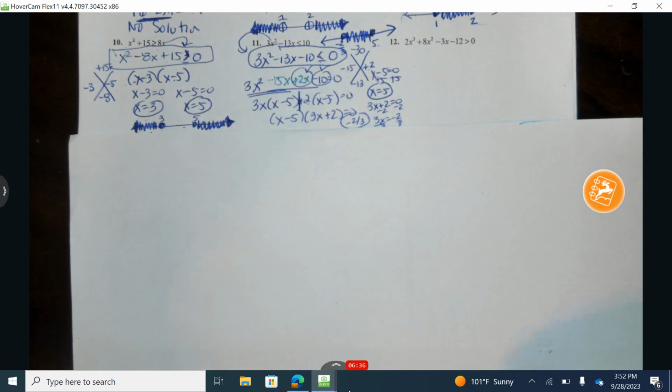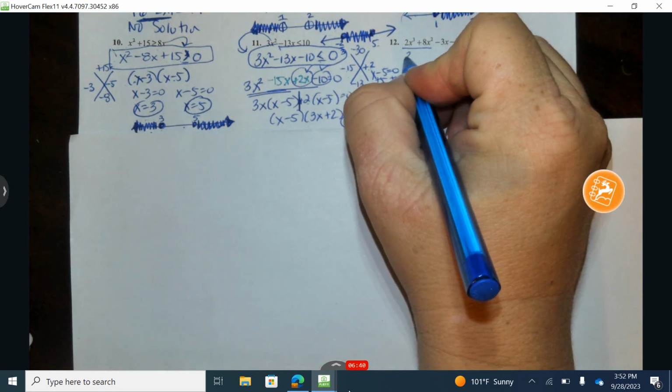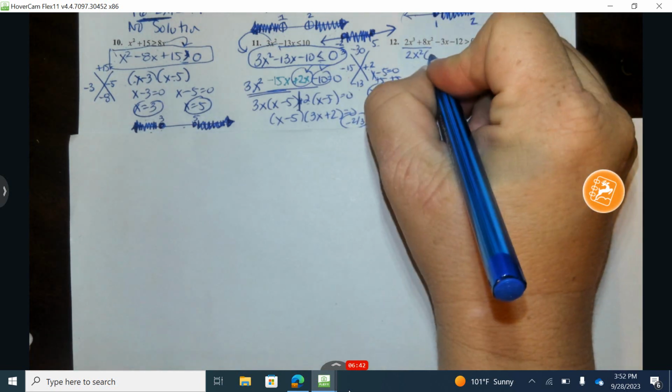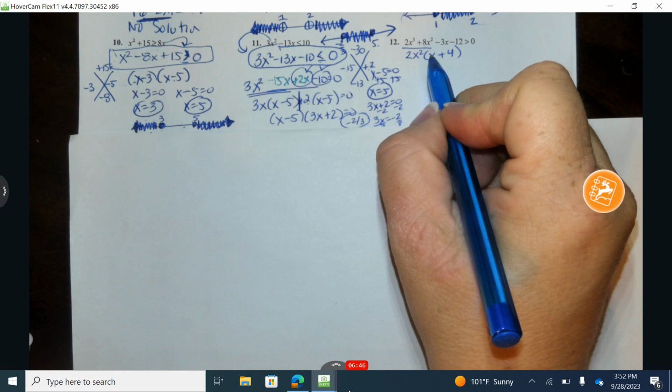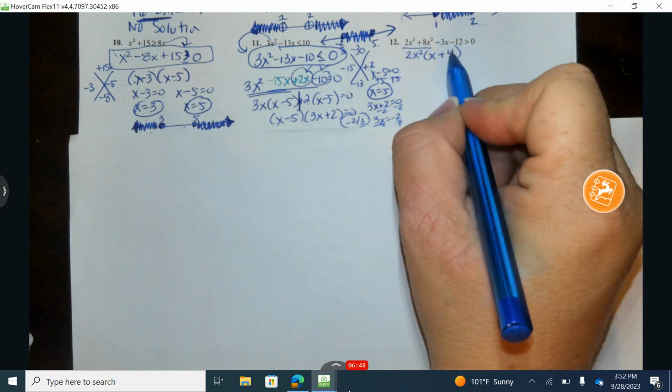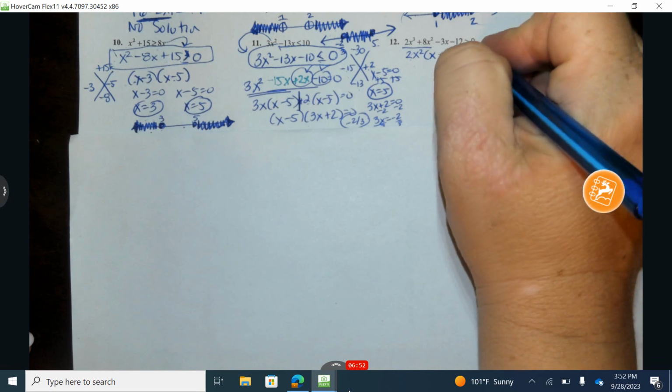Let's look at number 12. Okay, number 12. I underline the first 2. I can factor out a 2x squared. I'm left with x plus 4. Let's make sure I did this right. 2x squared times x is 2x cubed, plus 8x squared. And I'm going to rewrite x plus 4.